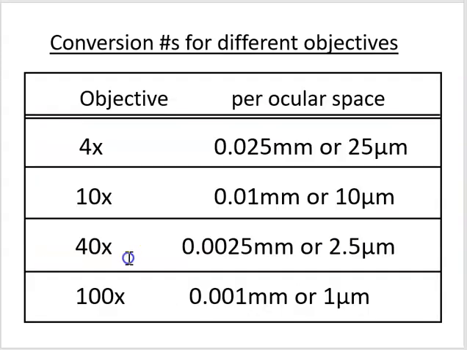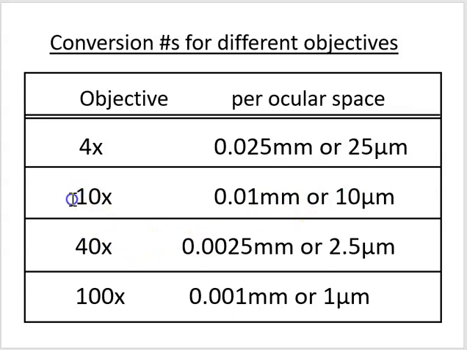And so if we look at these conversion numbers for each of the objectives that is out there, with your 4x objective dialed into place, the distance between each of those lines is 0.025 millimeters or 25 micrometers. When you go up in power, your specimen appears larger, but the ocular ruler doesn't change, which means the distance between those lines has to be smaller. So here it's 10 micrometers or 1/100th of a millimeter. But this is easy to remember. 10 times magnification for the objective, it's 10 micrometers.